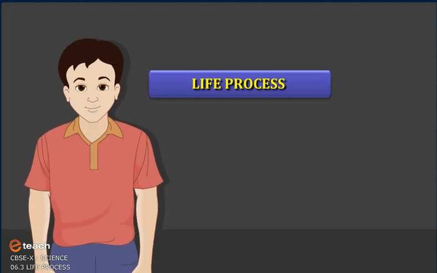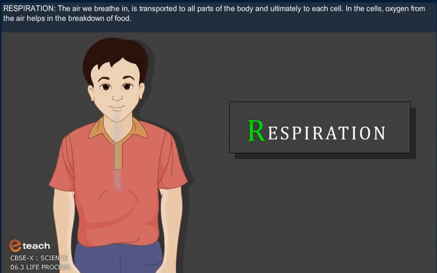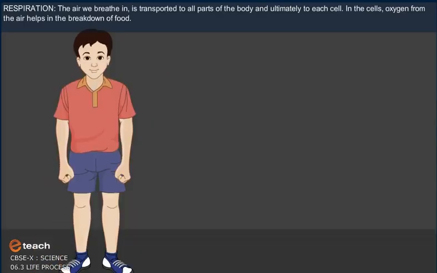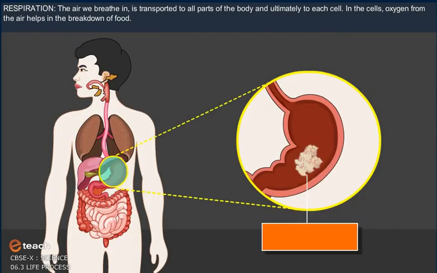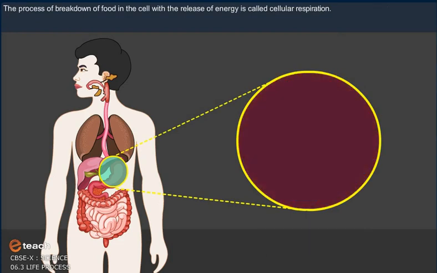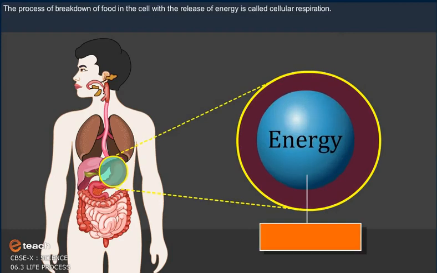Life process: learning about respiration. Respiration. The air we breathe in is transported to all parts of the body and ultimately to each cell. In the cells, oxygen in the air helps in the breakdown of food. The process of breakdown of food in the cell with the release of energy is called cellular respiration.